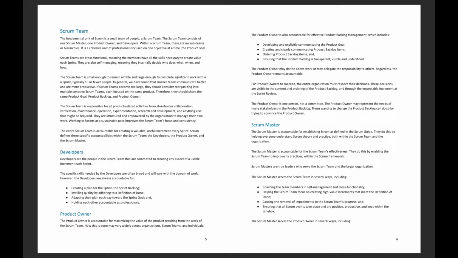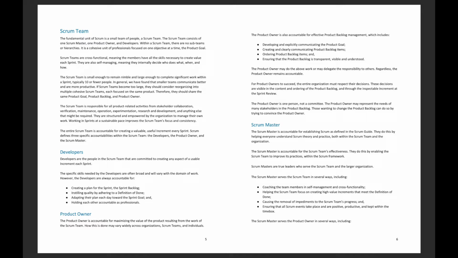Number two, helping the Scrum team focus on creating high-value increments that meet the definition of done. Number three, causing the removal of impediments to the Scrum team's progress. And number four, ensuring that all Scrum events take place and are positive, productive, and kept within the time box.